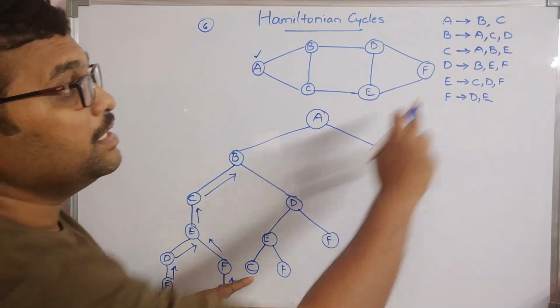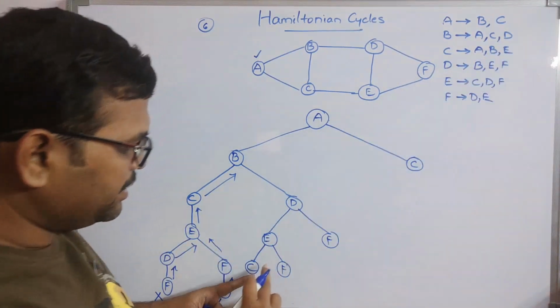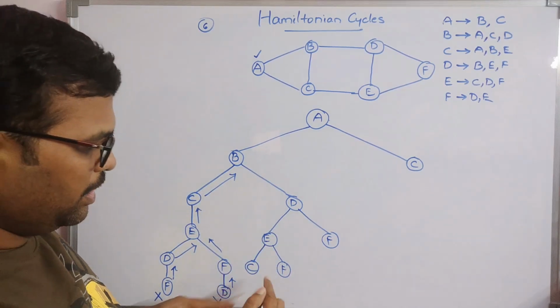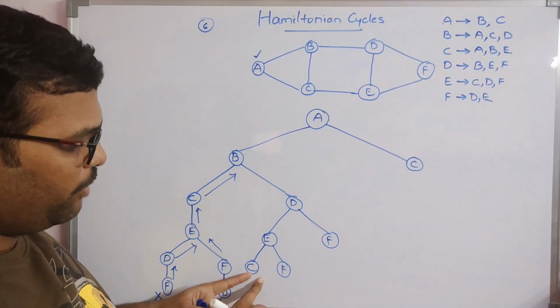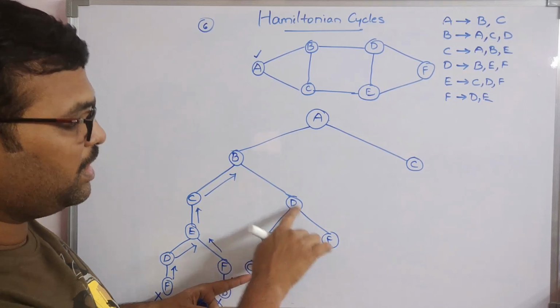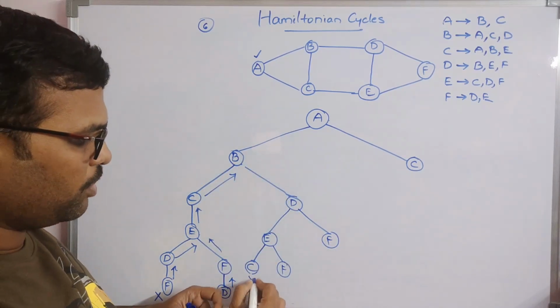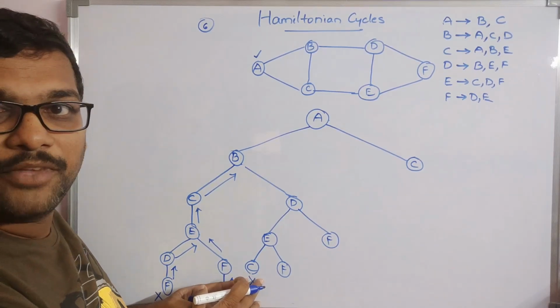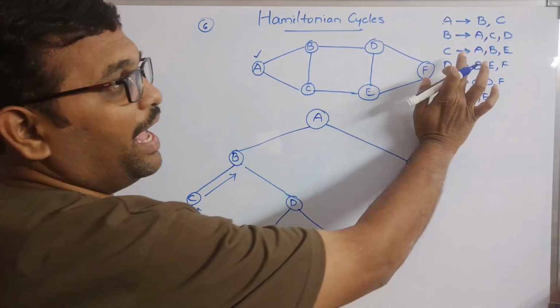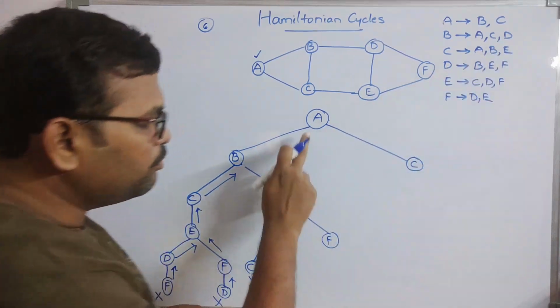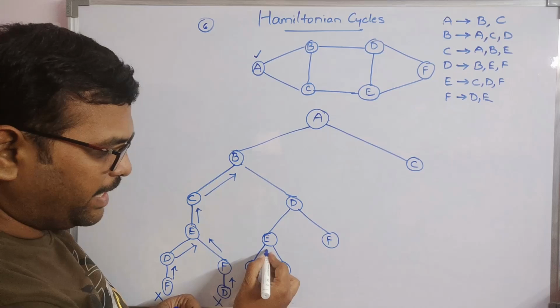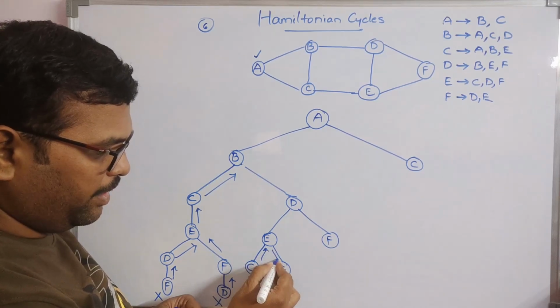Coming to C, edges are A, B, E. Check out, A is there, B is there, E is there. So how many nodes have we visited here? 1, 2, 3, 4, 5. So this is not feasible because there is no edge from C to an unvisited node, because C has edges towards A, B, E, which are already visited in this path. So backtrack and follow this one.